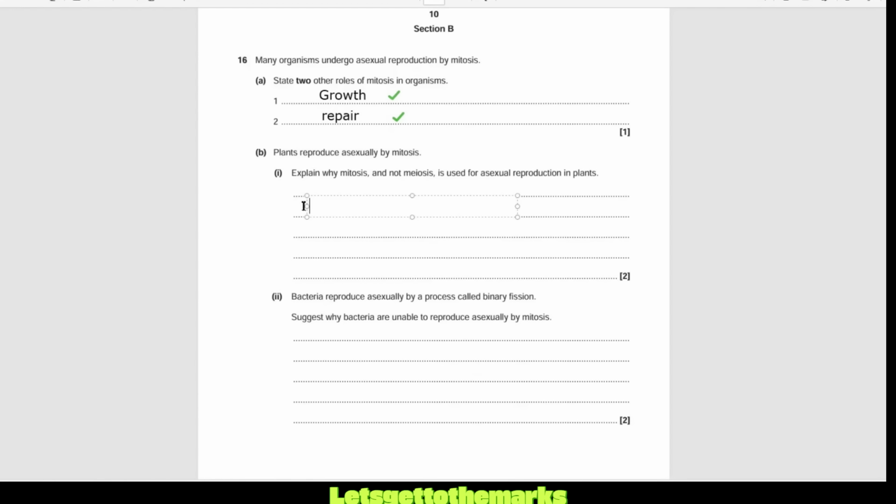Well, what's the advantage with mitosis? You get identical offspring produced. Now, that's not necessarily always an advantage, but it is if you've got some good genes that you want to be guaranteed in the offspring. So that is one of the advantages of mitosis.